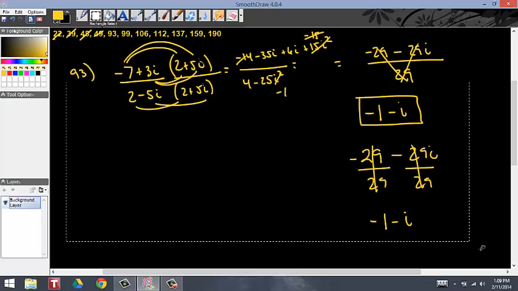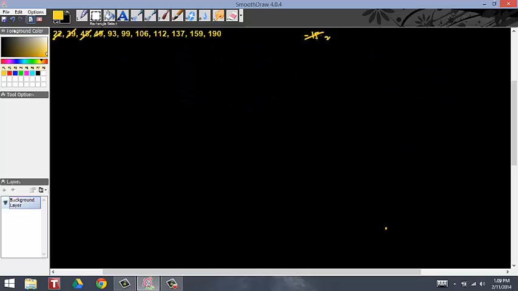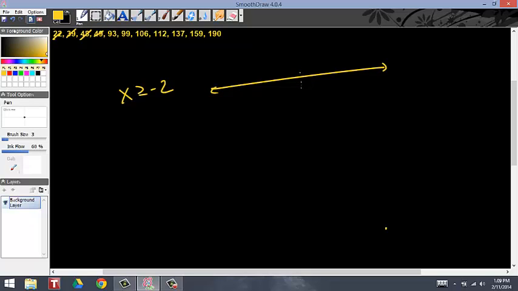Oh, I didn't graph it? Well, if x is greater than negative 2, that's going to be on the number line. So if x is greater than, it's going to look like that.